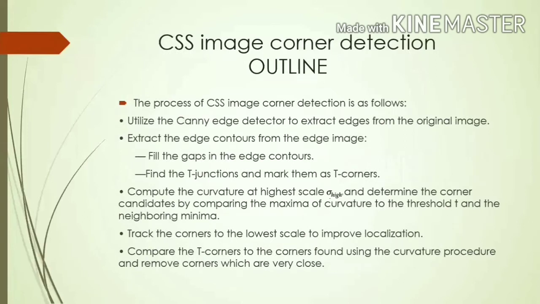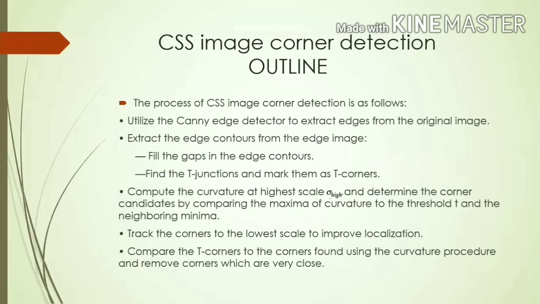So let's see the outline of the CSS image corner detection. The steps are as follows. First, we use the Canny edge detector to extract edges from the original image. Then we extract the edge contours from the edge image. We fill the gaps in the edge contours, and also fill the T-junctions, marking them as T-corners. Compute the curvature at the highest scale sigma high and determine the corner candidates by comparing the maximum of the curvature to the threshold t and the neighboring minimum. Track the corners to the lowest scale to improve localization. Compare the T-corners to the corners found using the curvature procedure and remove corners which are very close.